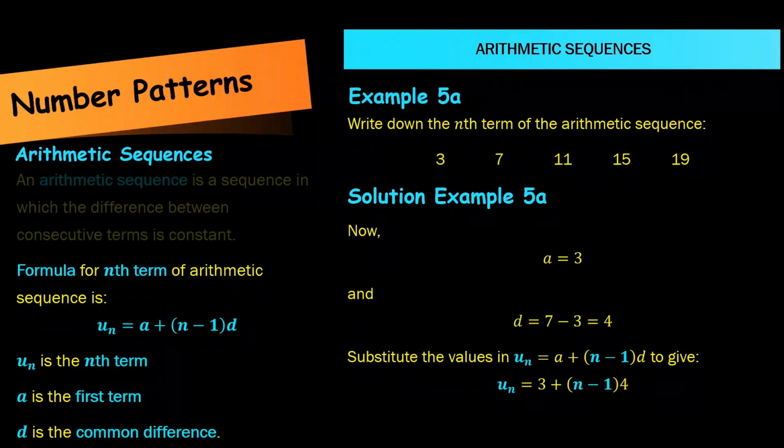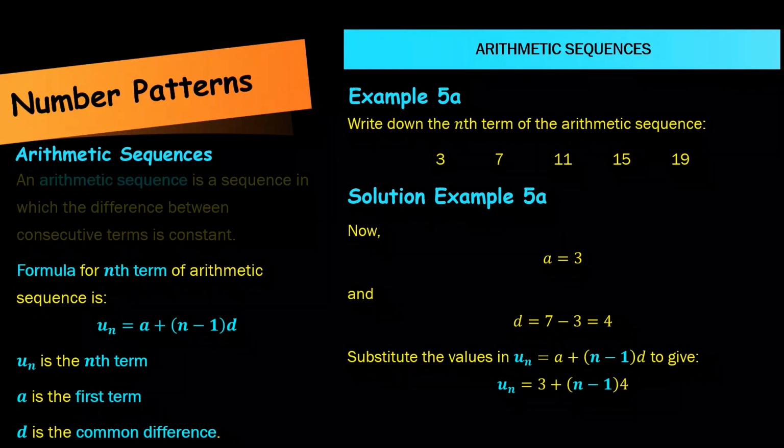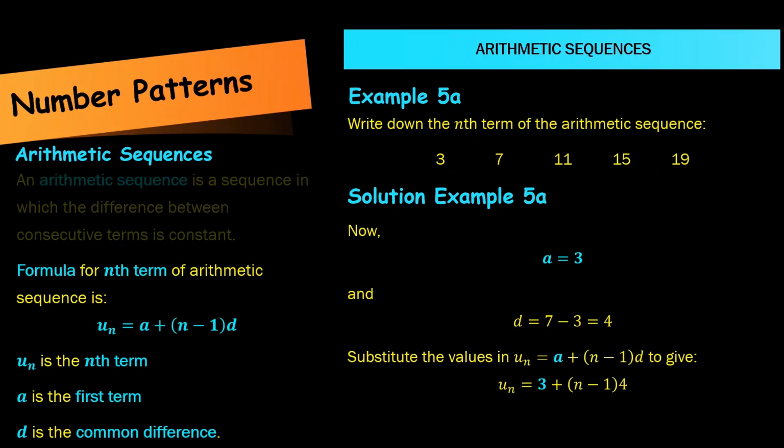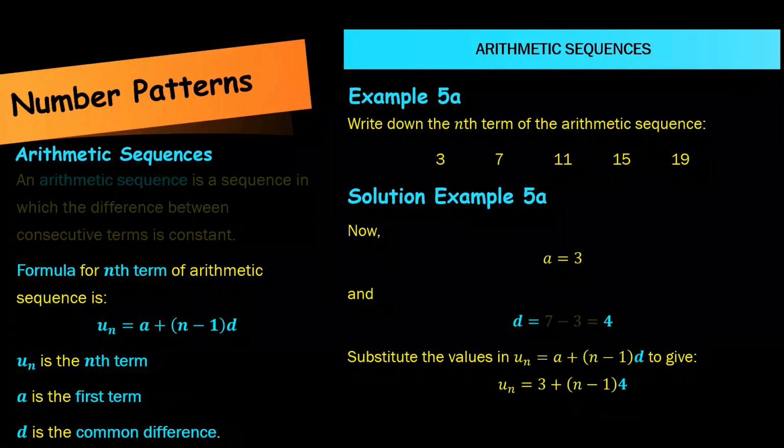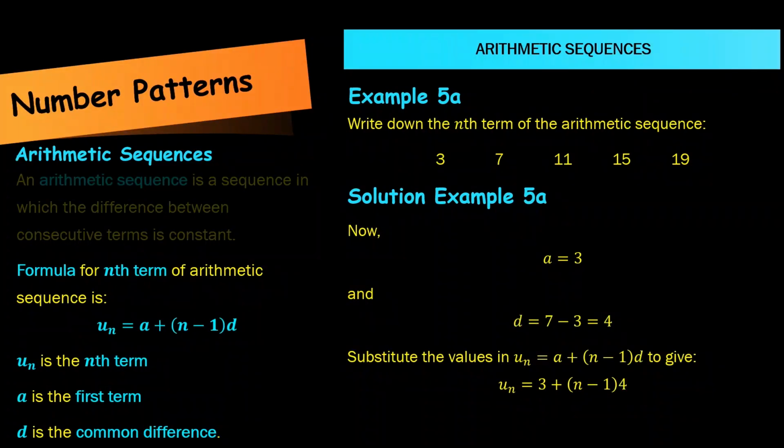we obtain u subscript n is equal to 3 plus n minus 1 times 4. And rearranging this equation gives us that u subscript n equals 4n minus 1.